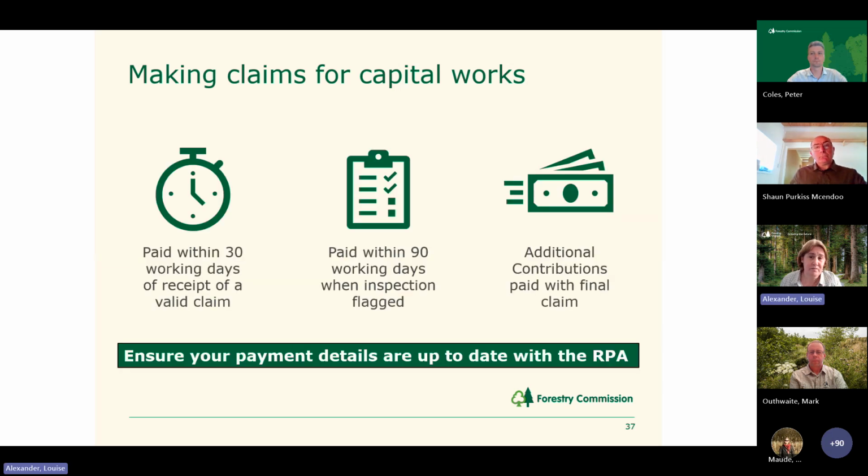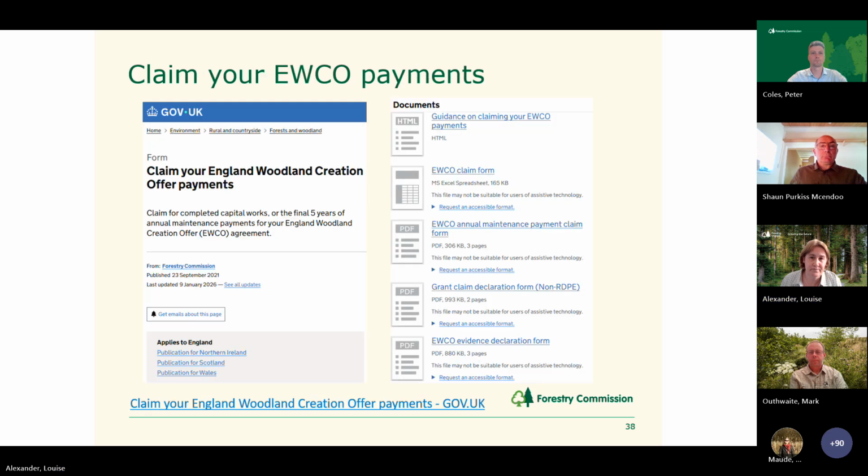So for claims, we generally pay claims within 30 working days from receiving a valid claim. Timeframes can increase to 90 working days where an inspection is undertaken. Additional contributions and low sensitivity land payments are paid automatically with the final claim. And the final capital claim also triggers those first payments of the annual maintenance. We send an end of capital funding letter after we've paid your final claim, just to confirm. Forms are available again on our gov.uk EWCO pages.